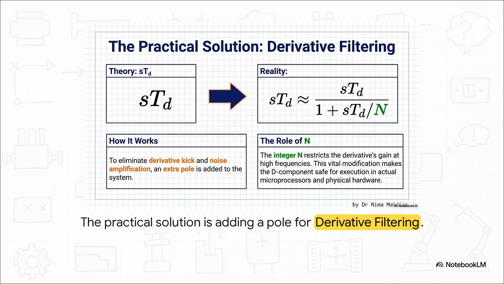How it works is quite simple. To eliminate that derivative kick and noise amplification, an extra pole is added to the system. The vital role of the integer N is that it restricts the derivative's gain at high frequencies. This specific mathematical modification is exactly what bridges theory to reality, making the D component genuinely safe for execution in actual microprocessors and physical hardware.